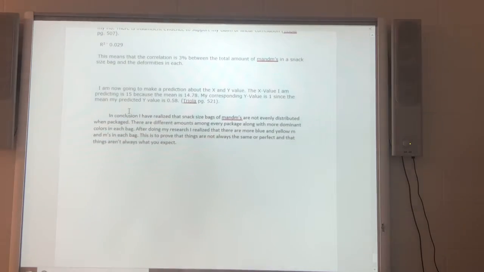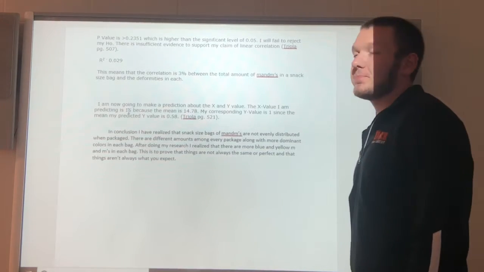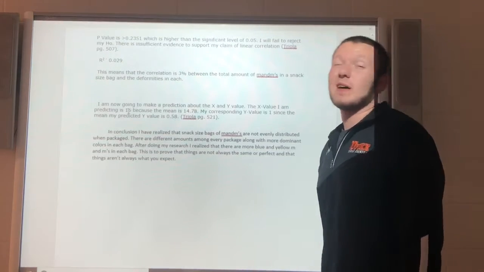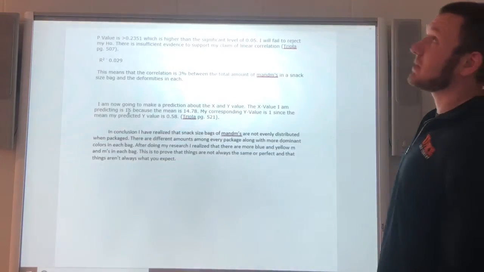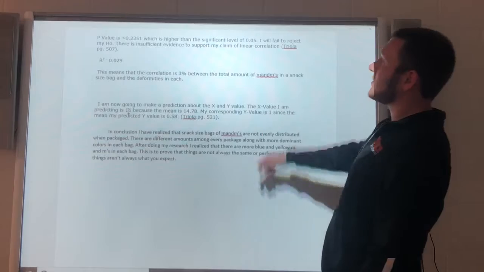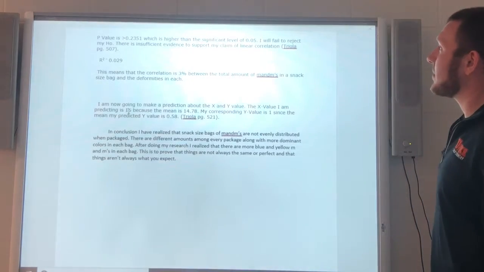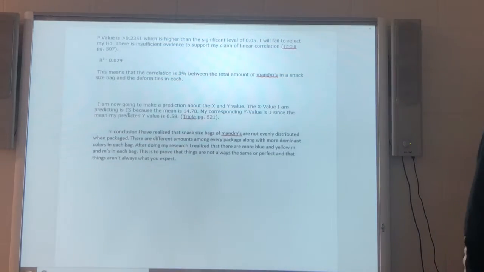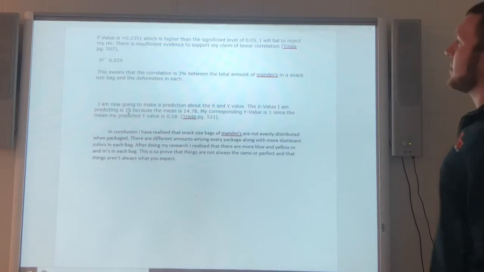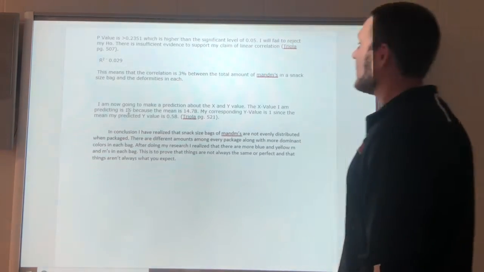And now the p-values. The p-value is 0.2351, which is higher than the significance level of 0.05. So I will fail to reject, and there is insufficient evidence to support my claim of a linear correlation as well. This means that the correlation is 3% between the total amount of M&Ms in a snack size bag and the deformities in each.